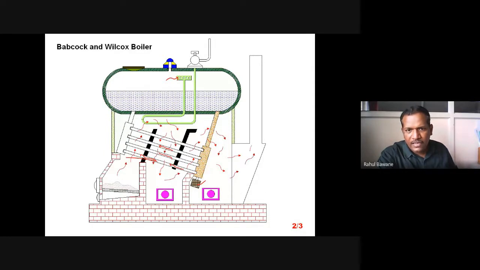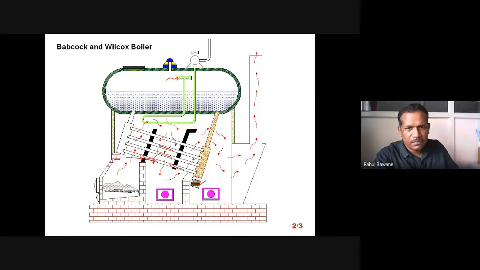Now, as I provided these baffles, my hot flue gases will travel first upward, then downward, then again upward, and at last move towards the chimney, smoke box, and through the chimney they will be exhausted into the atmosphere. With the help of these baffles, I allow the hot gases to remain for more time in contact with these water tubes. So hot gases transfer heat to the water which is flowing through these tubes.